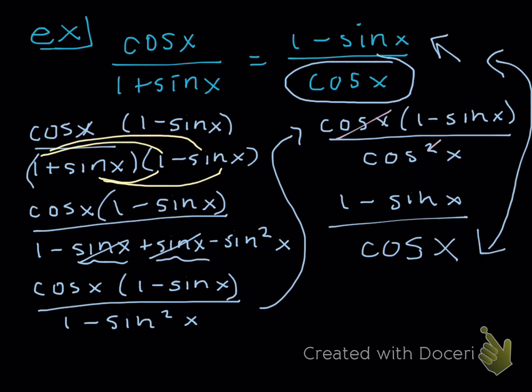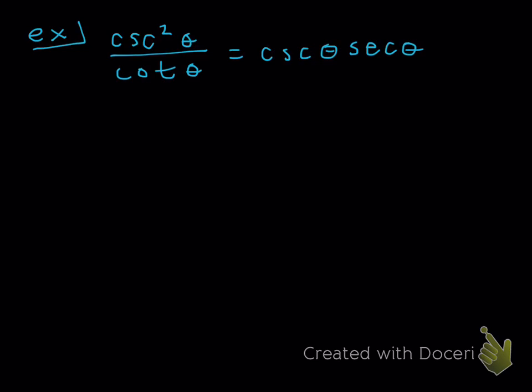So typically, when you look at these problems and everything is already in terms of sine and cosine, and I can't really split my fraction up in any shape, way, or form, that's when you want to go this whole idea of the conjugate route. Not saying that it will work for every single problem, but it is a different method. So for our next example, we have cosecant squared of theta all over cotangent of theta. And this is equal to cosecant theta times secant theta.